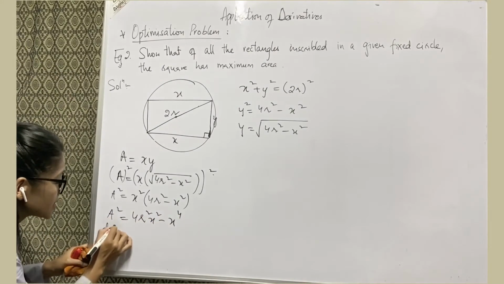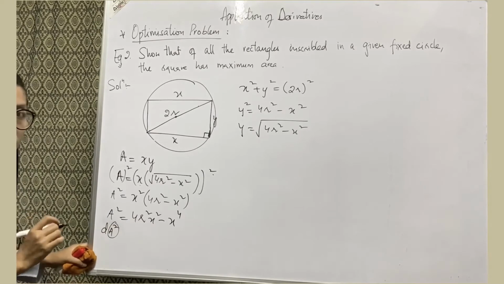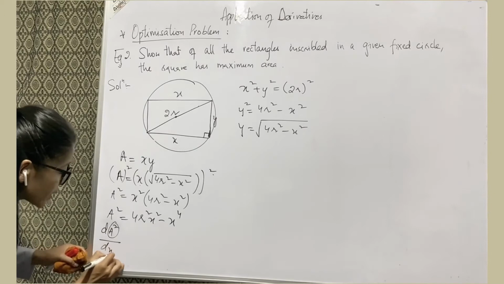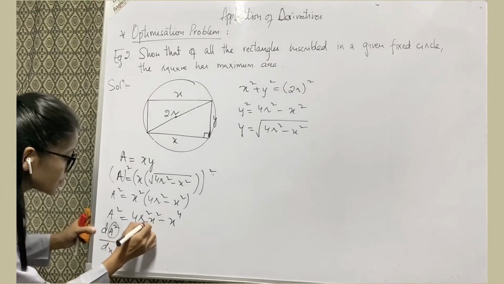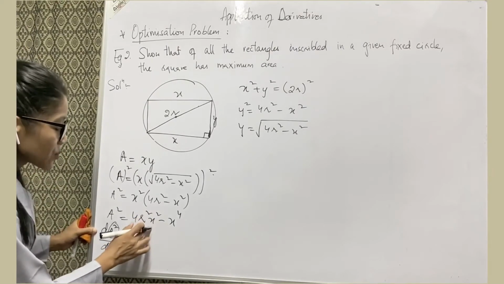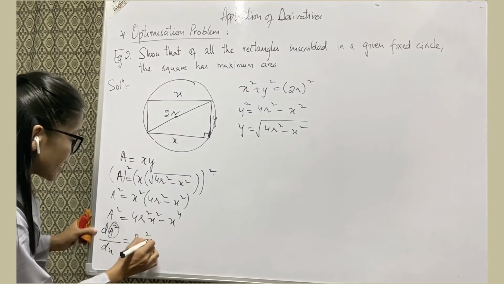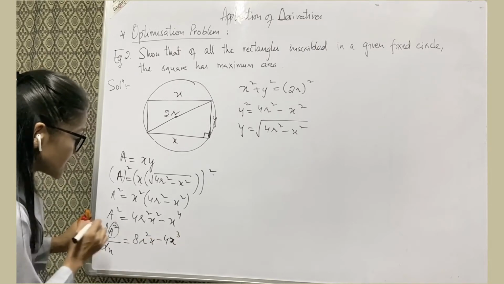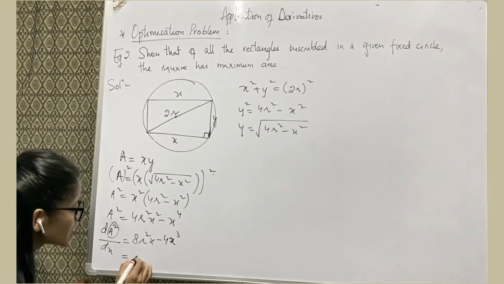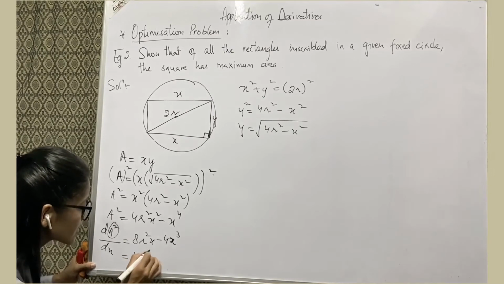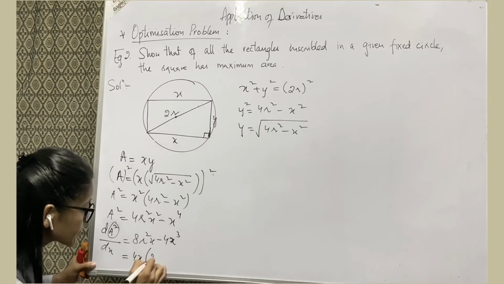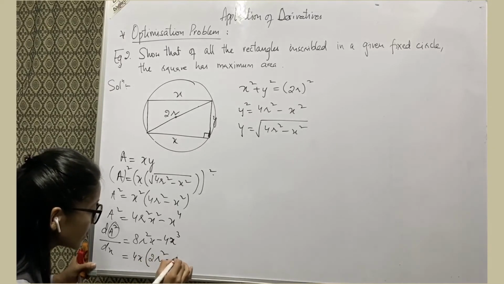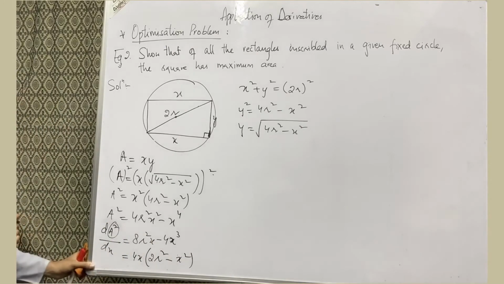Now you can differentiate this. A squared is just a quantity, don't get confused, with respect to x. So this is 4r squared, and the derivative of x squared is 2x, so it is 8r squared x minus 4x raised to 3. From this, you can take out 4x common: 4x times (2r squared minus x squared). So you can write it like this.